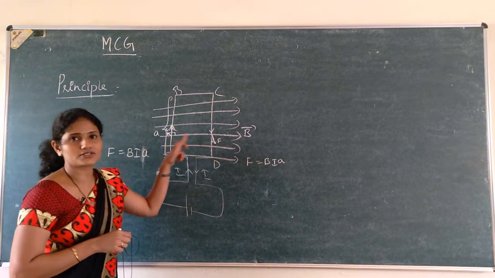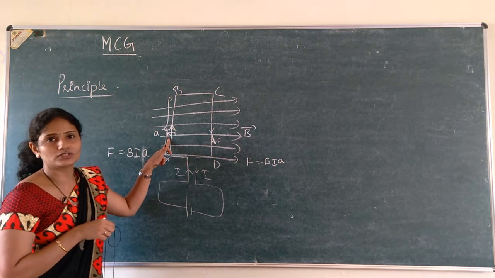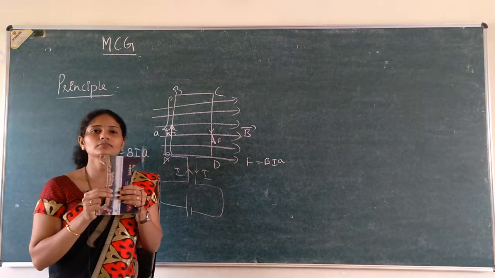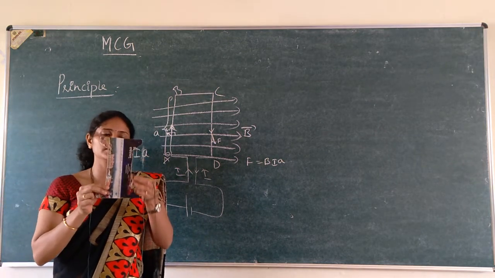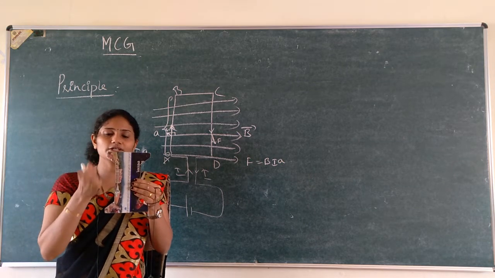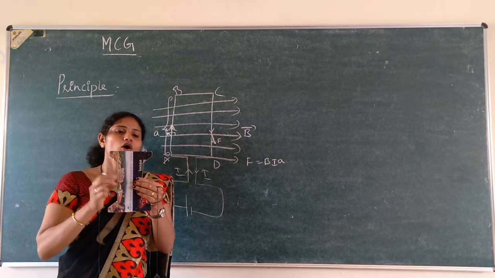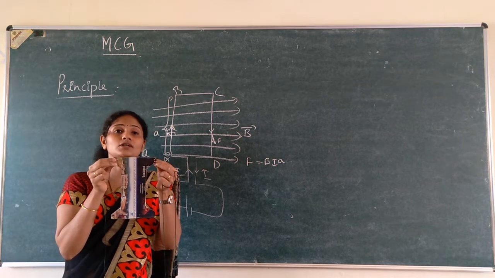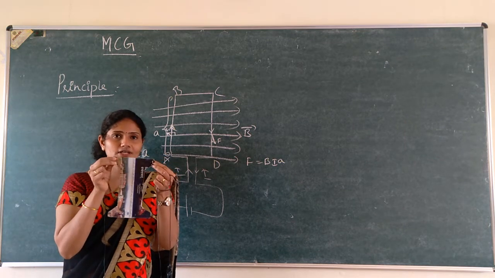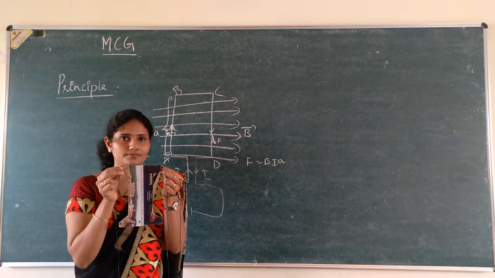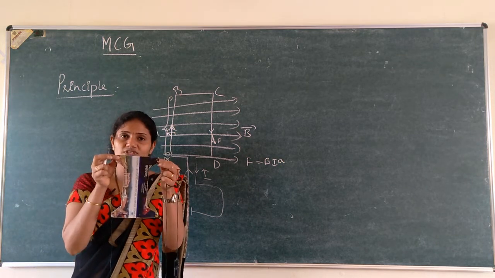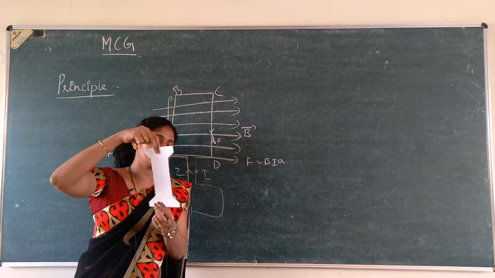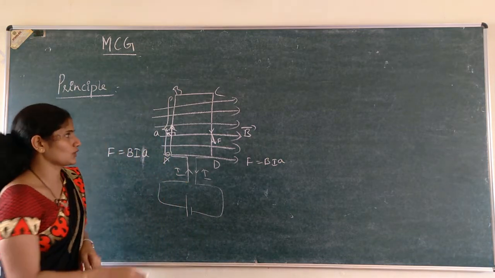Due to these two forces, a torque will act on the coil, right? If this is a coil, this is one arm, this is another arm. On this arm, the direction of force is like this. On this arm, the direction of force is like this. Due to these two equal and opposite forces, the coil will start to rotate. This is called as torque, right? Due to torque, the object will start to rotate, or we can have rotational motion due to the torque.